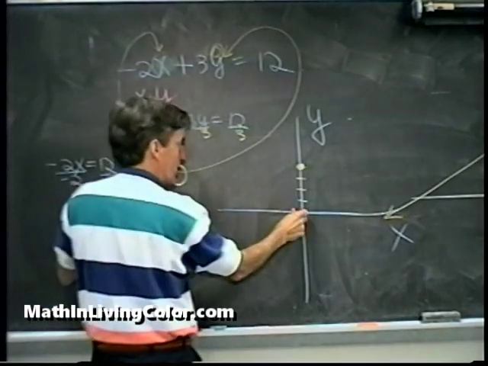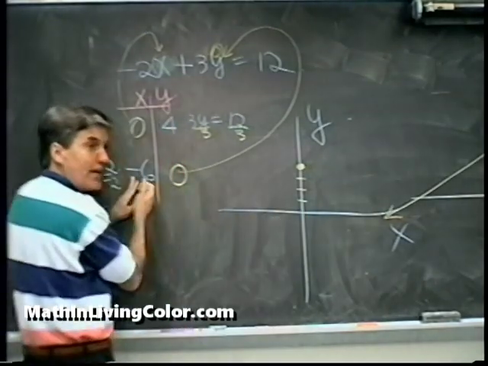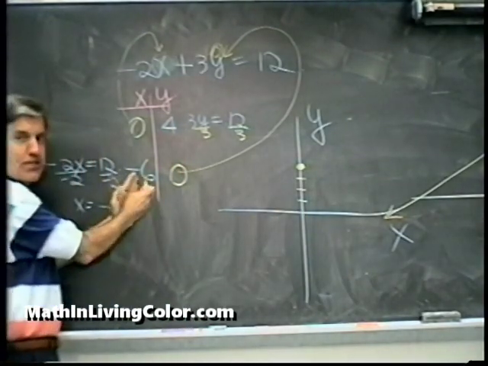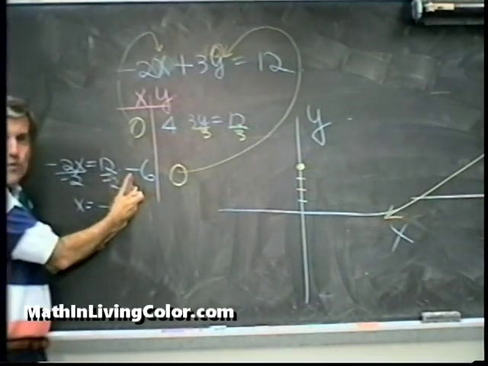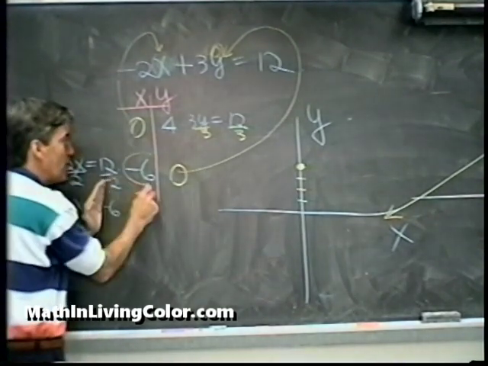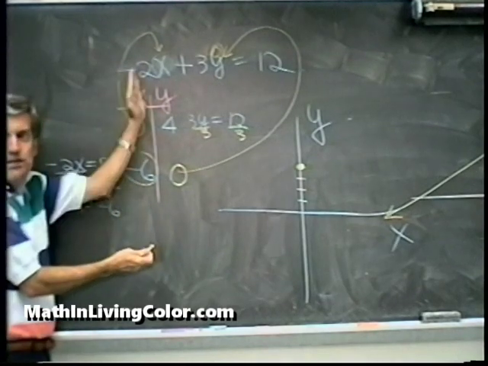Negative 6 and 0. Now that means go negative. Now what does this negative 6 represent? Down 6. Now, wait. What does the negative 6 represent? It's in the x column, doesn't it?